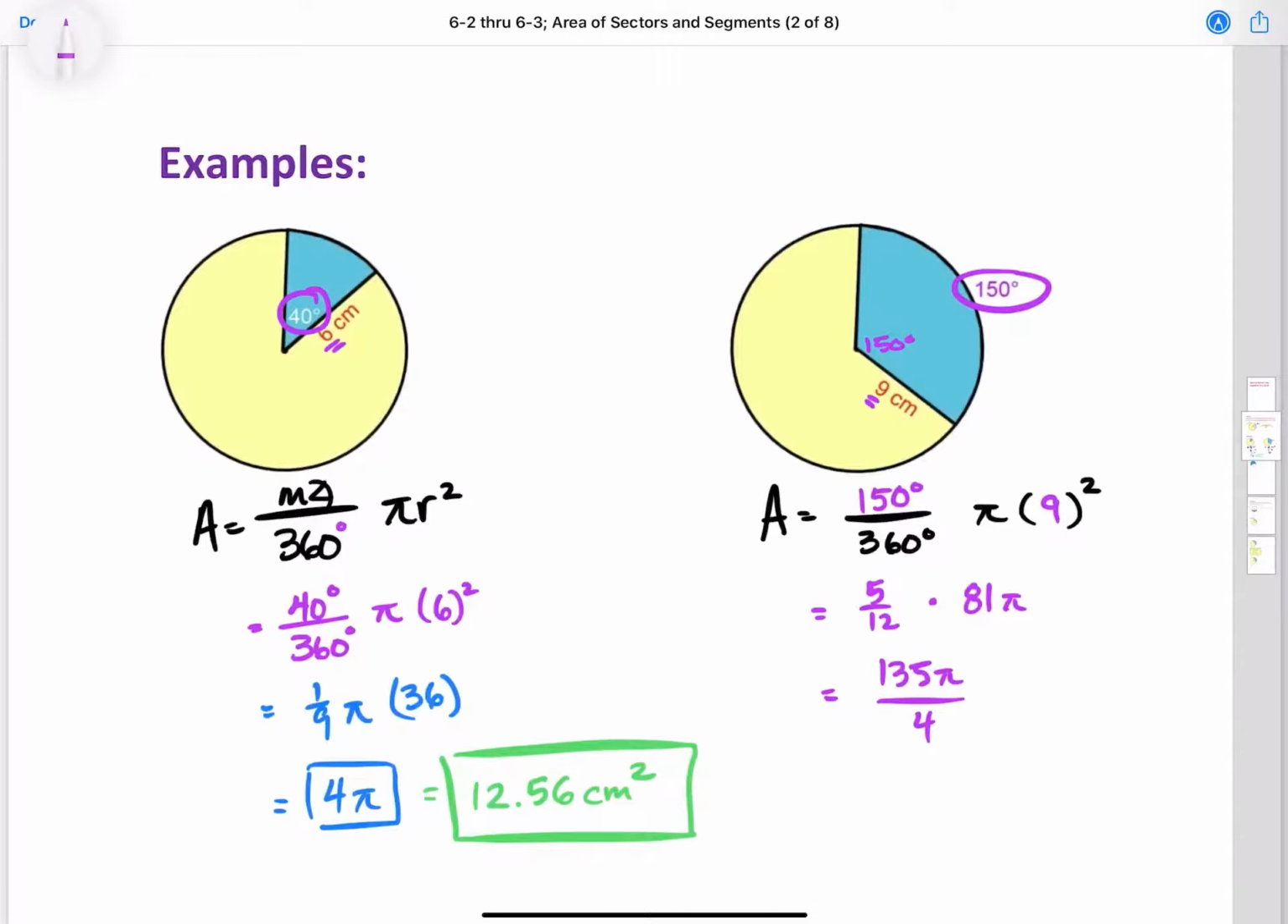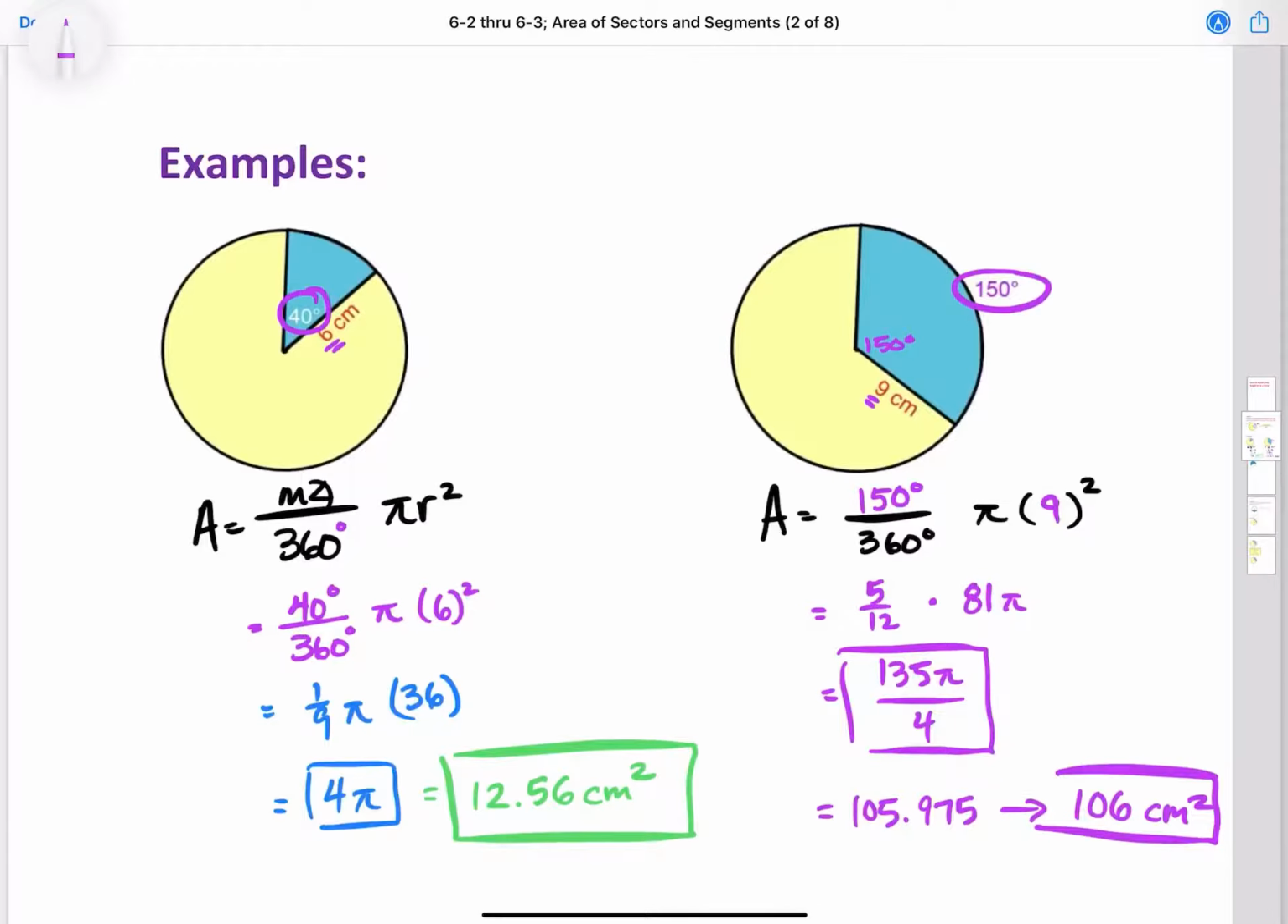So we can write it like this, depending if you want it in pi form. Or we could go ahead and write it in terms of a decimal. And if you actually calculate it, it's going to be approximately 105.975, which we could just round to 106. So if we say 106 centimeters squared. So again, depending if your teacher wants it in pi form or decimal form, that's up to your teacher.